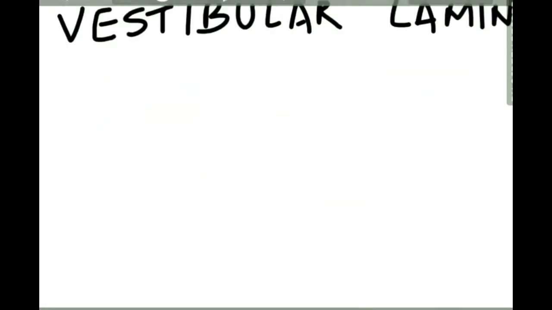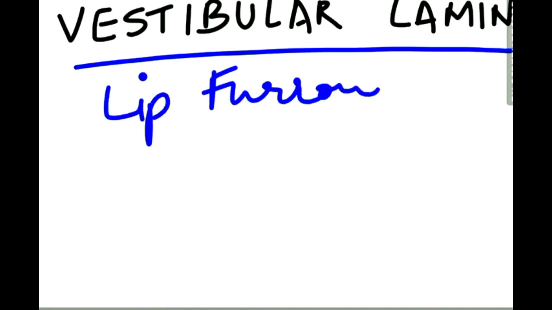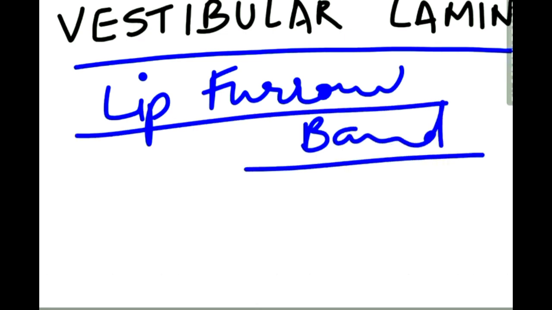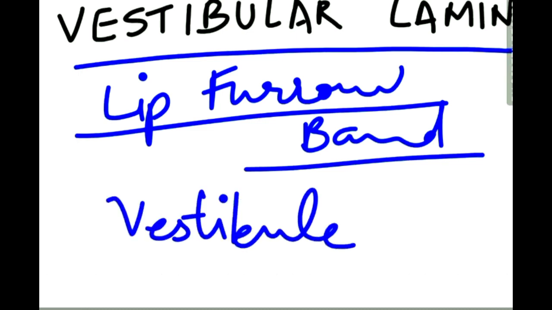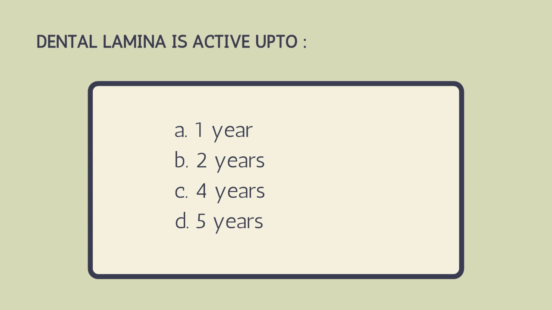Now, what happens to the vestibular lamina? We have earlier seen that the primary epithelial band divides into buccal and lingual processes. The buccal process is called the vestibular lamina or the lip furrow band, and this lip furrow band hollows out to form the oral vestibule, which is a space between the alveolar portion of the jaws and the lips and the cheek. Now, question again for you. Dental lamina is active up to 1 year, 2 years, 4 years or 5 years.